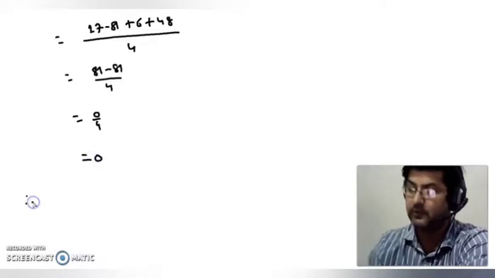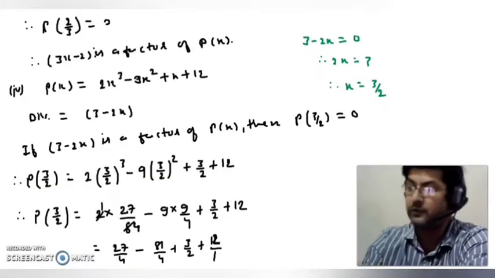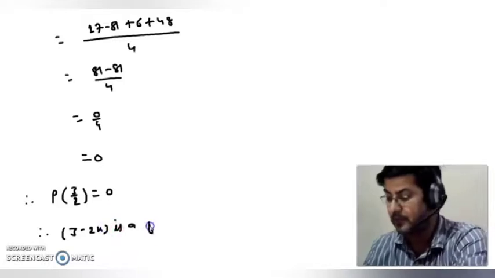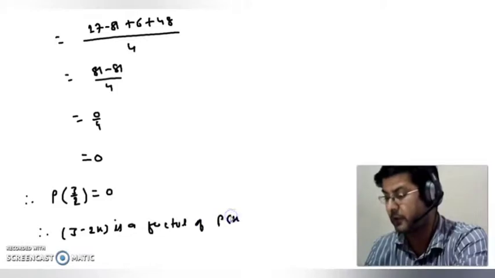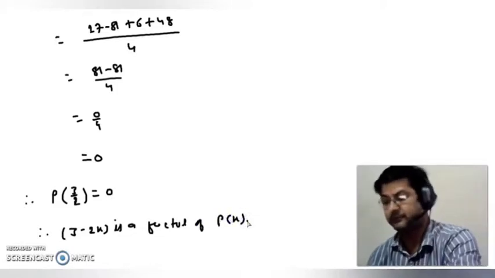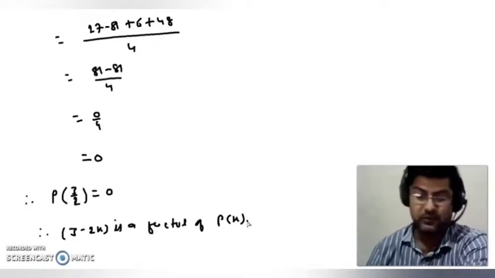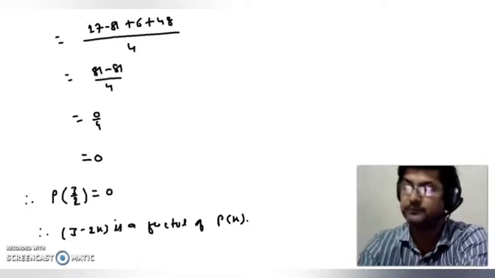Okay, and therefore the value of P of 3 by 2 is 0, or in other words the remainder is 0, and therefore we can say that 3 minus 2x is a factor of P of x. So with this, question number 1 is over. Now let us solve question number 2.